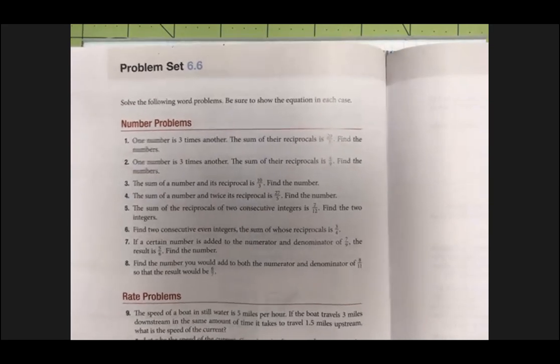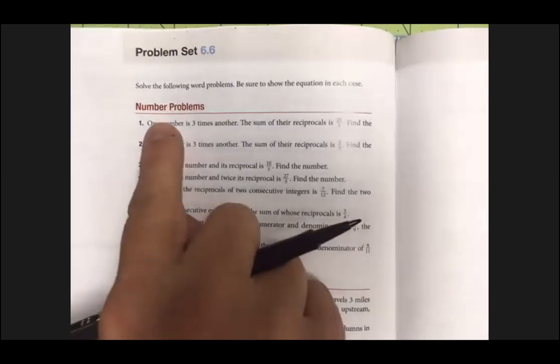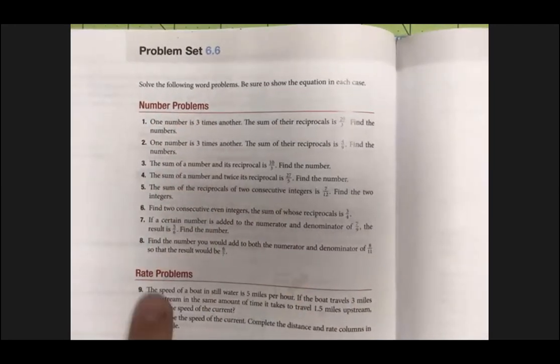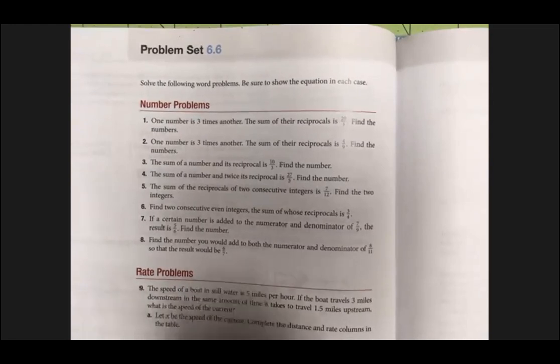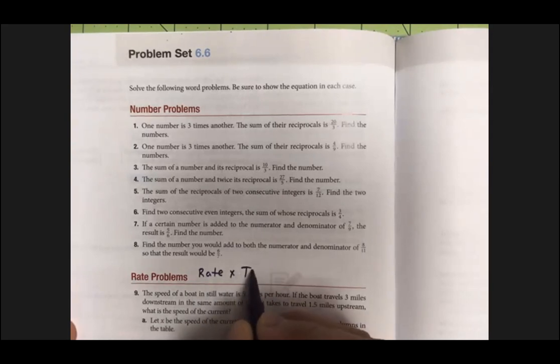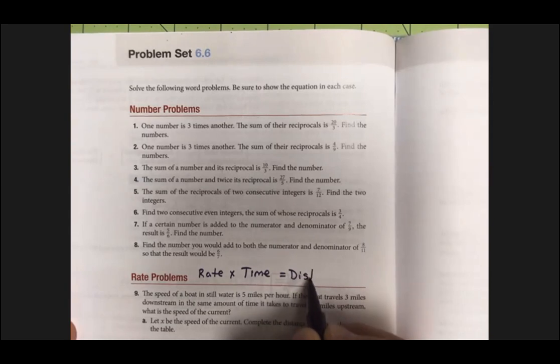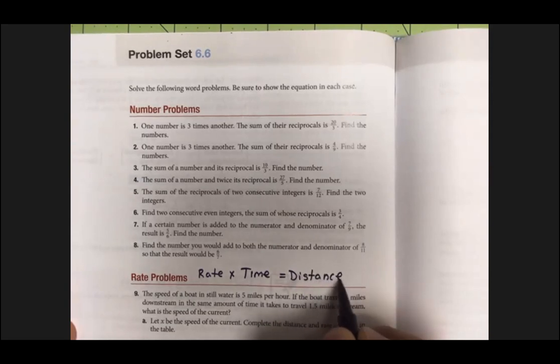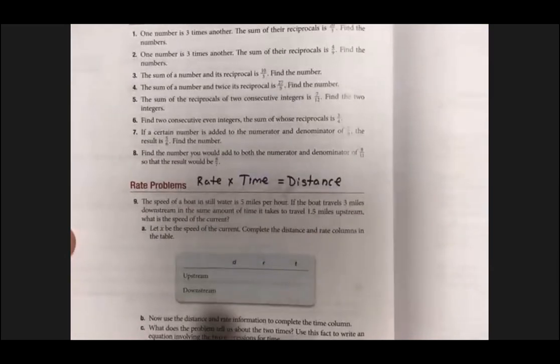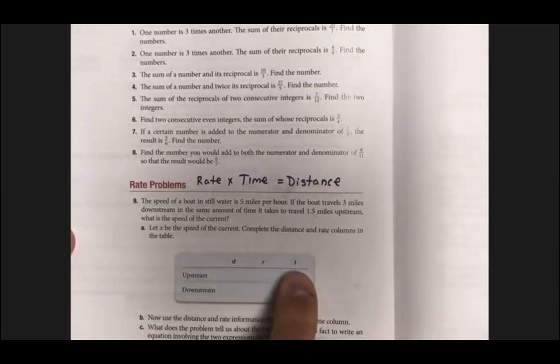But in the book, these are the kind of problems we got. Number problems, that's the first one we did. We did number 8. Rate problems, or sometimes people call these rate times time equals distance problems, because that's how you do them. You set up a table where you have distance, rate, and time. In fact, he was trying to train you to make a table. Train you, no pun intended.